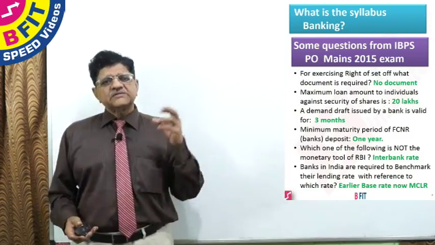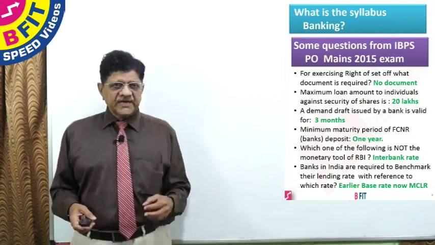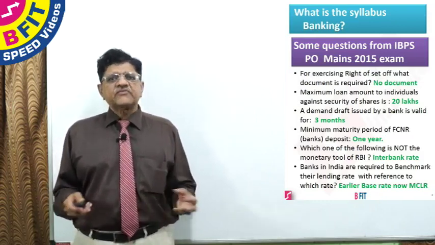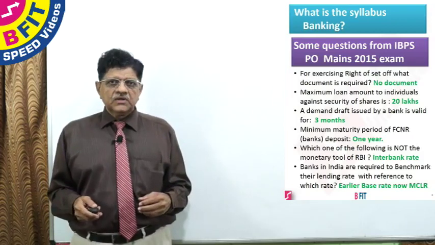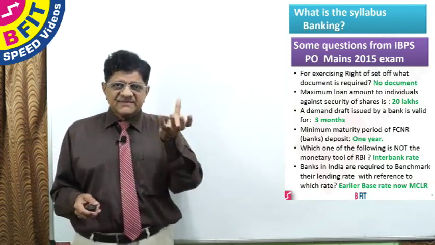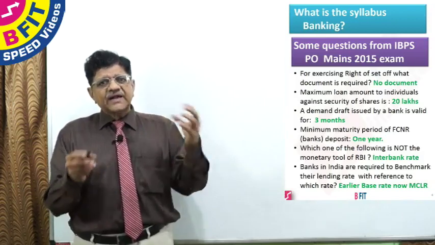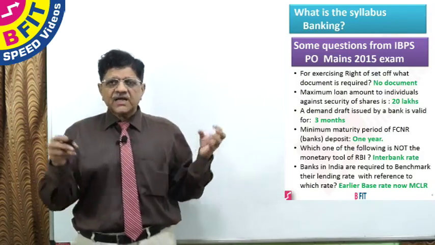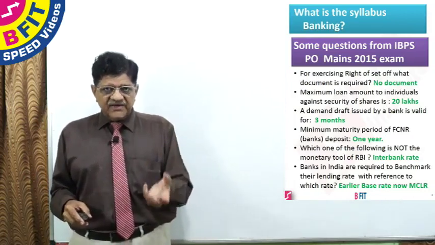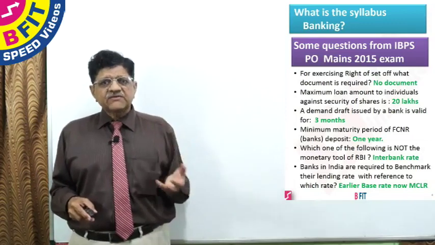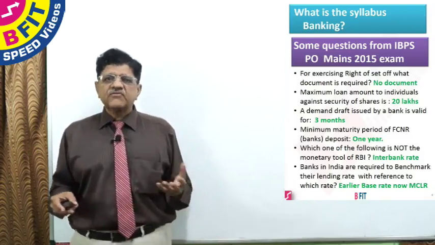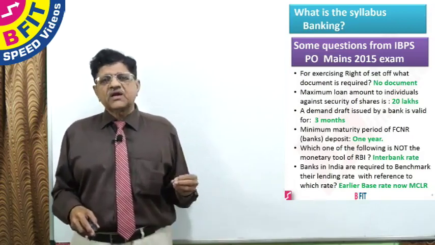Then the fifth question that has been asked in the IBPS PO 2015 exam is, banks in India are required to benchmark their lending rate with reference to which rate? Normally, if you see the bank, it will be 2% over this rate, 3% over this rate. There is a benchmark rate upon which all other rates are hinging. All other rates are annexed to or attached to. What is that rate? That rate earlier, when this question was asked in 2015, the answer was base rate. Now subsequently, Reserve Bank has shifted to MCLR, marginal cost of lending rate. The correct answer today is marginal cost of lending rate.